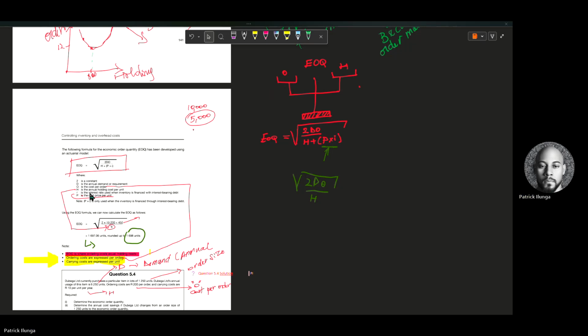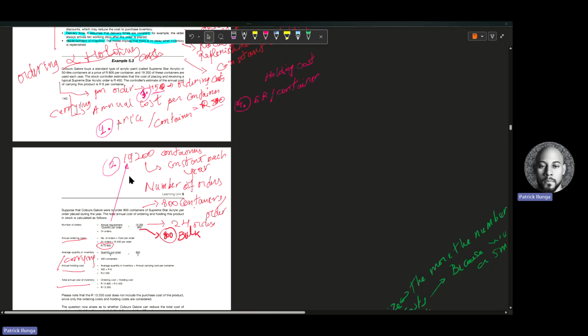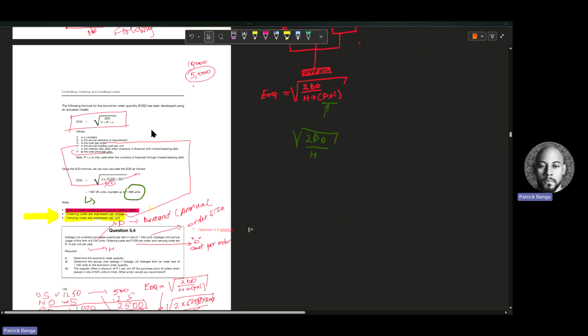So what is O? O is the cost per order, or the ordering cost. The ordering cost was provided to us. It's here, number 3, ordering cost is 450. Now the denominator will be H.